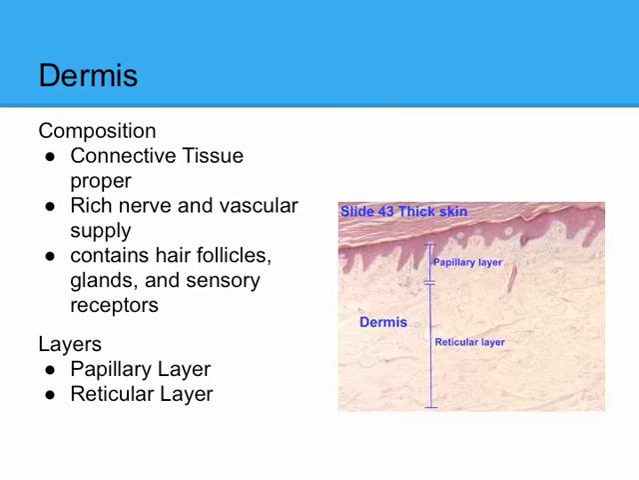The dermis also contains all of our glands, sweat glands, oil glands, and sensory receptors, which we touched on earlier. Okay, so the dermis only has 2 layers. Remember, the epidermis had 4 to 5, depending if it was thin or thick skin. The dermis only has 2, the papillary layer and the reticular layer. If you look at this picture, you can see the papillary layer is this layer with all the little papilla.